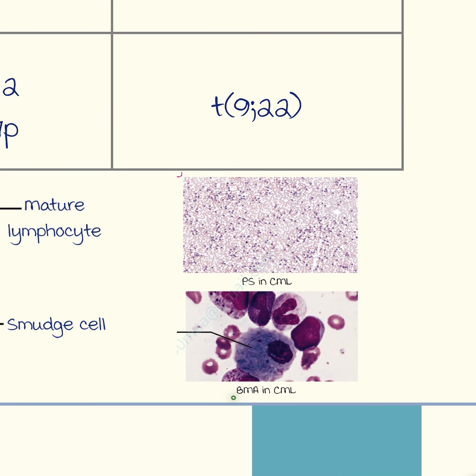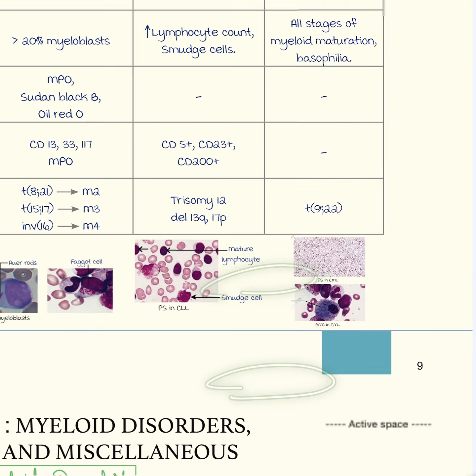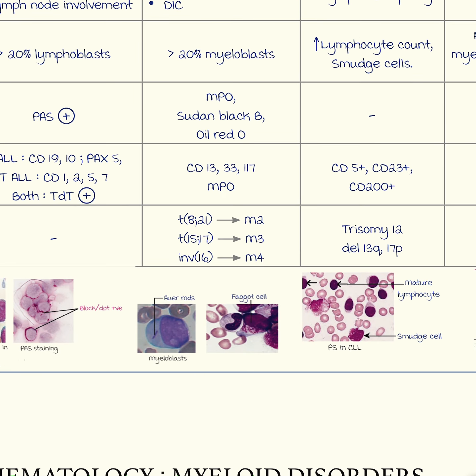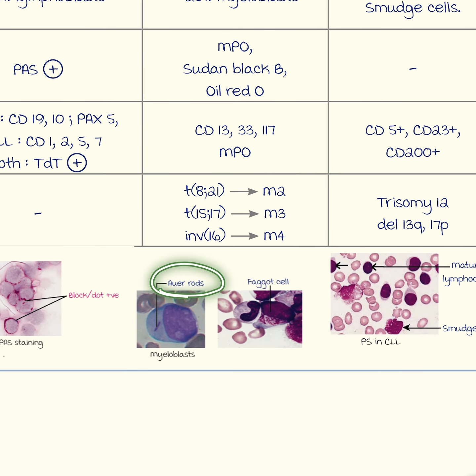These are the cells in the peripheral smear. AML has myeloblasts with Auer rods, and if Auer rods are present collectively, they form faggot cells.